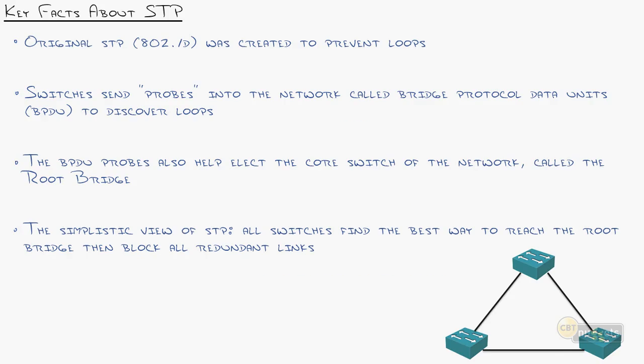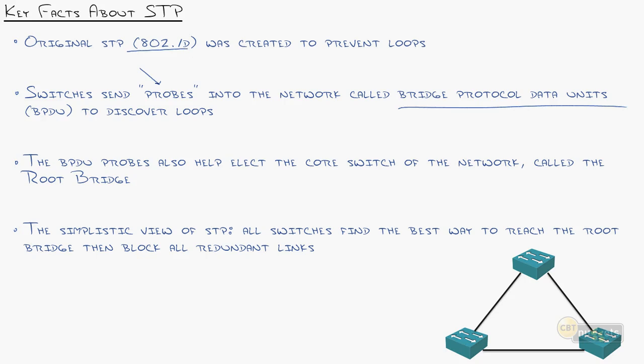Here are the key facts about spanning tree, essentially the engine behind how it works. The original spanning tree, 802.1d, it is old, but still is in widespread use. It's still the default version of spanning tree on just about every Cisco switch you pull out of the box. It was created to prevent loops, as we know. The way that it works is the switches send probes. These probes are actually called Bridge Protocol Data Units, BPDUs, to discover loops.